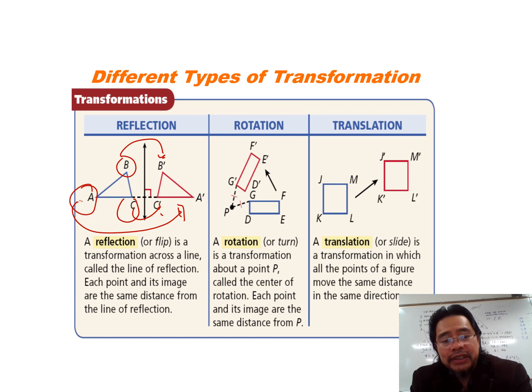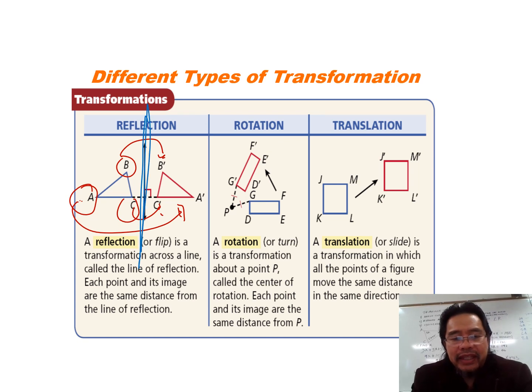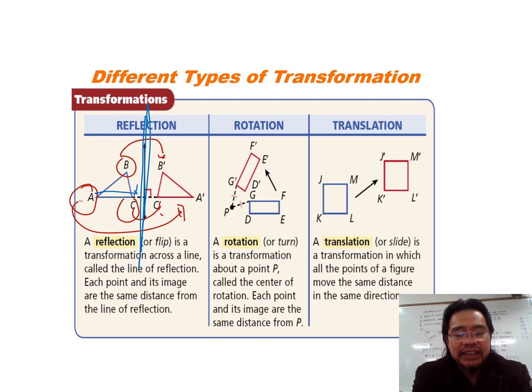Just like in clear water, wherein from afar you can see a building, and in the water there's another building there. There's a reflection. So reflection is a transformation across a line called the line of reflection. So this is the line of reflection. So it flips, like your hand, it flips. And each point and its image are the same distance from the line of reflection. So for example, from A to the line of reflection, it is the same as the image to the line of reflection.